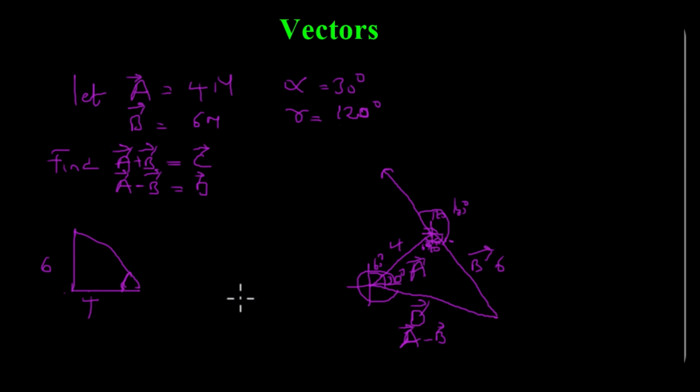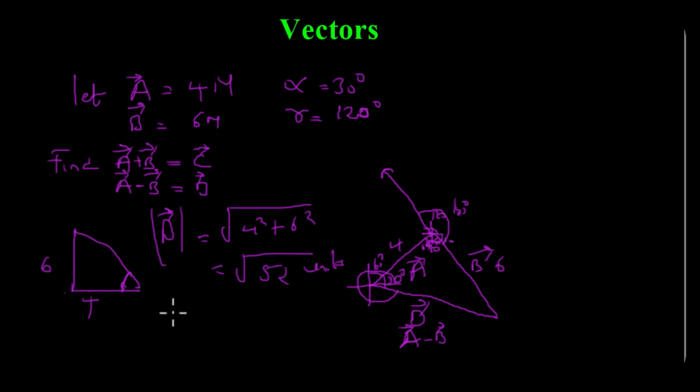So that will give me the angle theta, or polar. The magnitude of the D vector will simply be equal to the square root of 4 squared plus 6 squared. So this is the same thing as saying square root of 52 units, just like the previous example. So we can now look at how to find the direction.